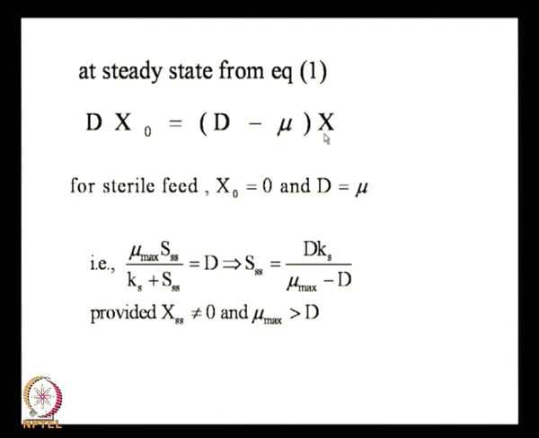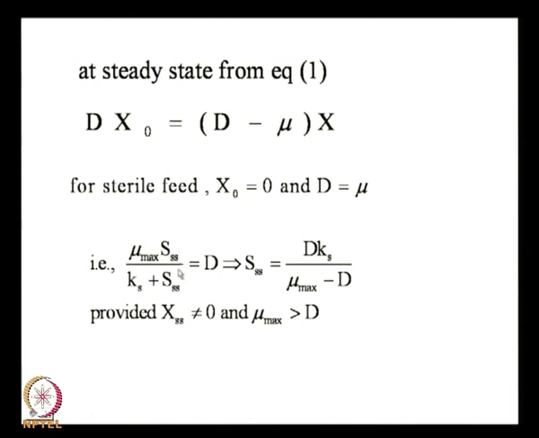The two solutions of this equation. One is that x naught, x itself, is 0; the other one is that d equals mu. If d is not equal to mu, then the other solution is x equals 0, which means that no cells are being produced, which is worthless, because I am running the whole reactor to produce cells. So, the only feasible solution in this space is d equals mu.